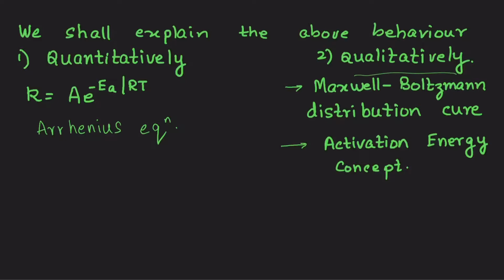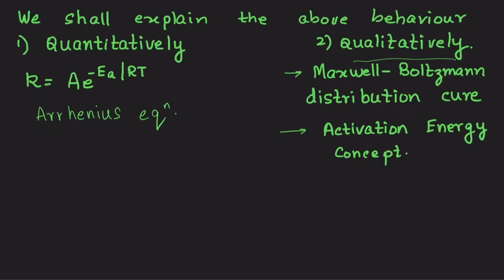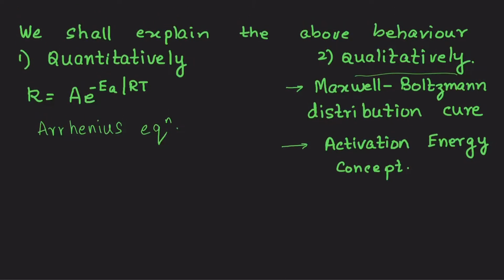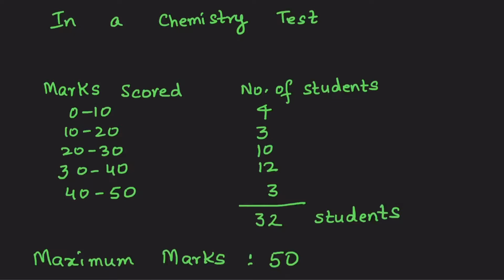Qualitatively, we shall be talking about the Maxwell-Boltzmann distribution curve and the activation energy concept. Now, these are heavy words, distribution curve. When I was in 12th, I couldn't understand this distribution curve at all, to be very honest. Each one of us has our learning curve, but I'm going to explain it to you and it's going to be very, very simple. So let's get going. Remember your pen and paper. So let's talk about the curve first qualitatively. Qualitatively means we are going to explain why this behavior is there.